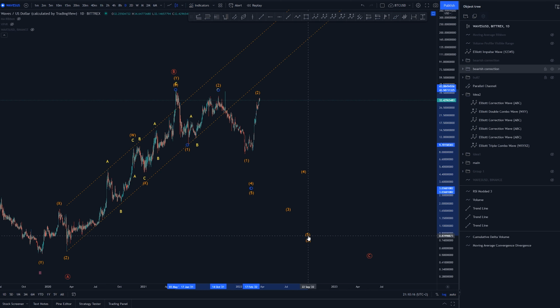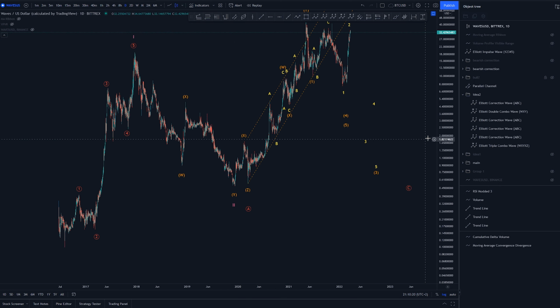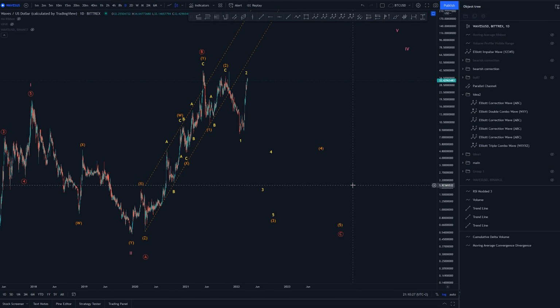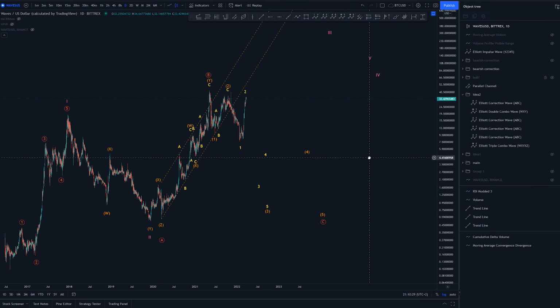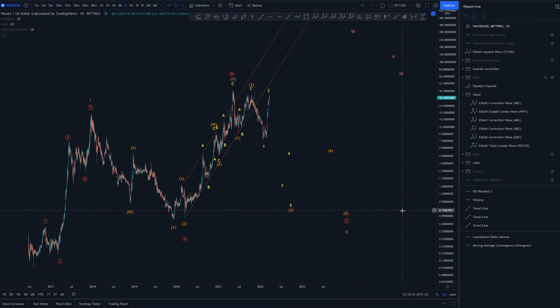This was one of the wicks that wasn't present on other exchanges, so I'm going to be ignoring it. So it would be something like this, minor, and 4, 5, something like this, ending at the C. And this would bring the wave 2 cycle here.